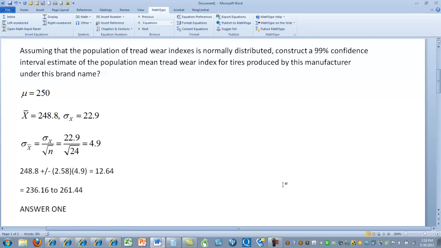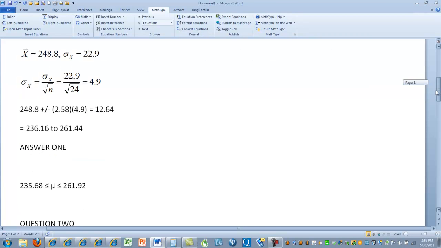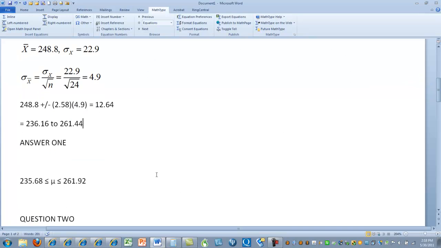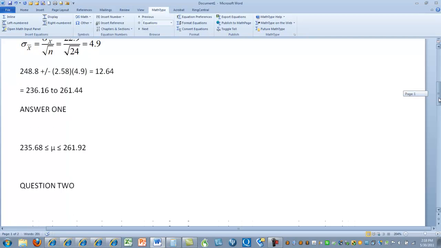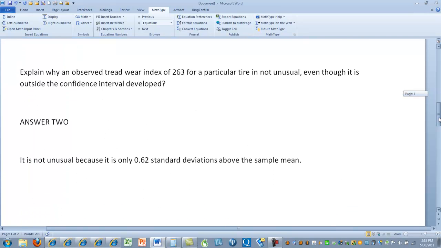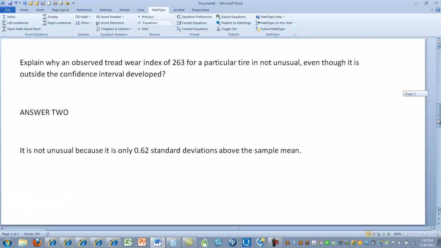I get a little bit different number than what you reported as the answer. There may be some rounding here, but essentially 248.8 plus or minus 12.64 gives us 236.16 to 261.44. Your second question had to do with why it is not unusual for a wear index of 263, even though it's outside this confidence interval.